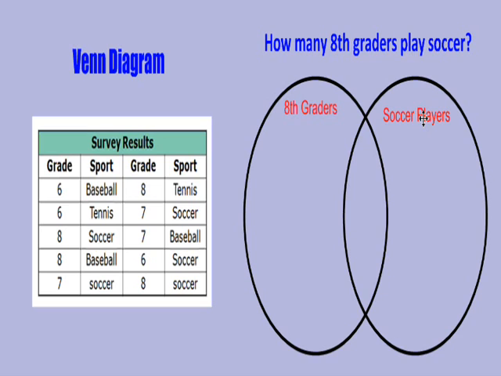Now let's look back at the table. I am going to use green arrows to show all the 8th graders. So here we have an 8th grader. And I'm going to do all the others at the same time. We have 3 more 8th graders.